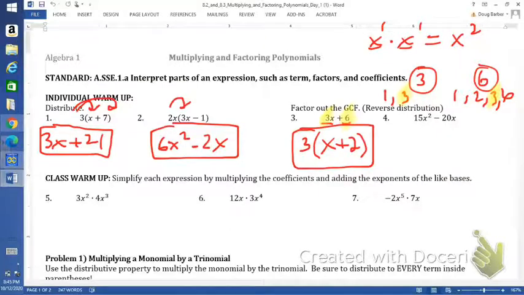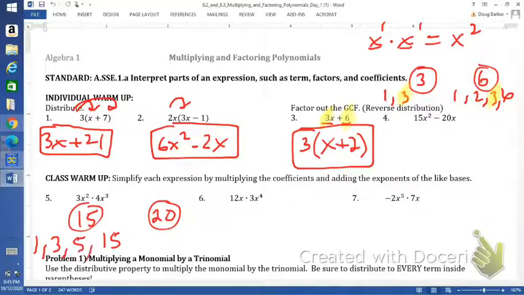So number 4 here, we have 15x squared minus 20x. So 15 and 20, what are the common factors, or what's the greatest common factor? Well, the factors of 15 are 1 and 15, and 3 and 5. And then our factors for 20, 1 and 20, 2 and 10, and 4 and 5. Can we squeeze it in there? Yes, we can. Alright, the greatest common one is going to be 5. So we're going to put that out in front here.